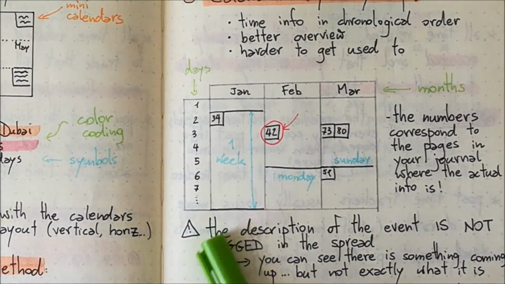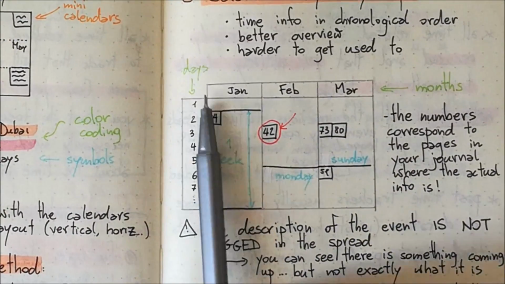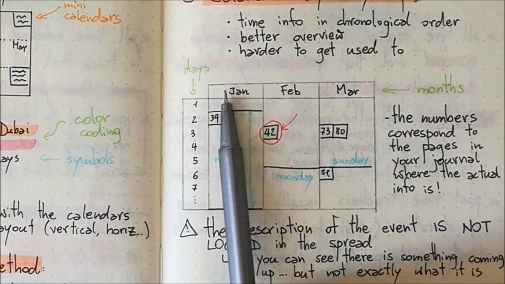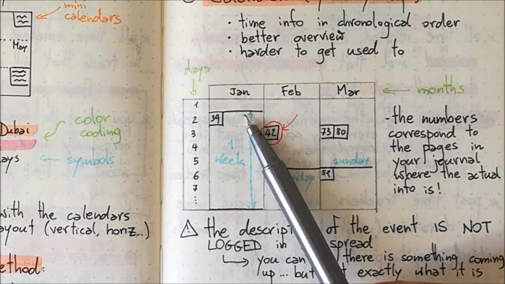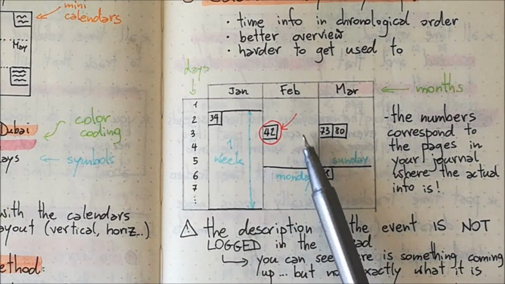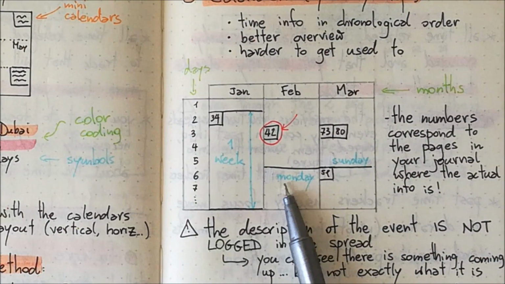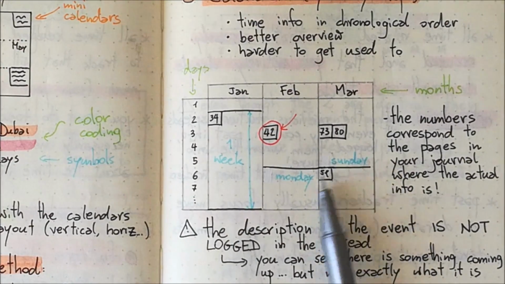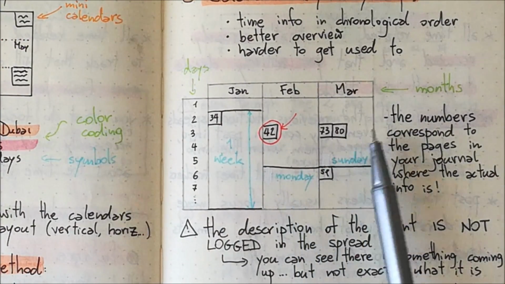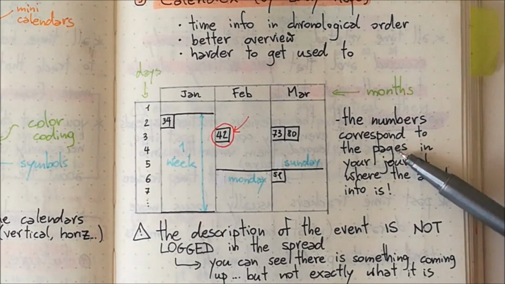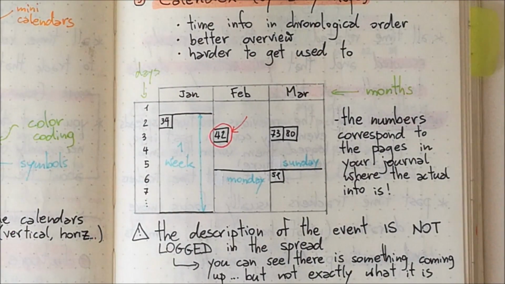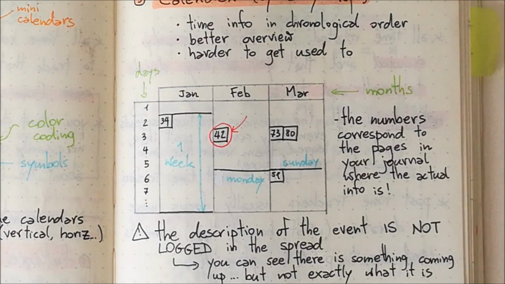If you have a look at the spread, you have the days here in this column, the months up here, and the spread is divided into weeks. So this is 1 week. Here, this is another week, this is another week. That's why I added Monday and Sunday, so that you have a reference. And you add some boxes with a number. So these numbers correspond to the pages in your journal where the actual information is.